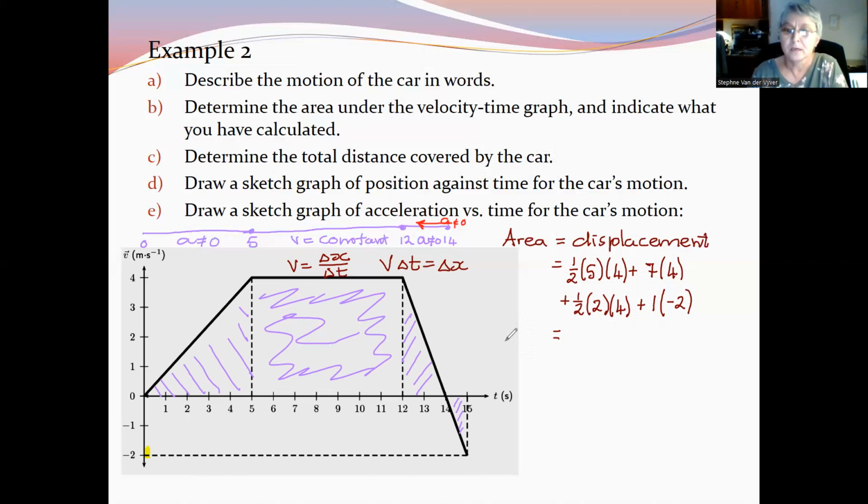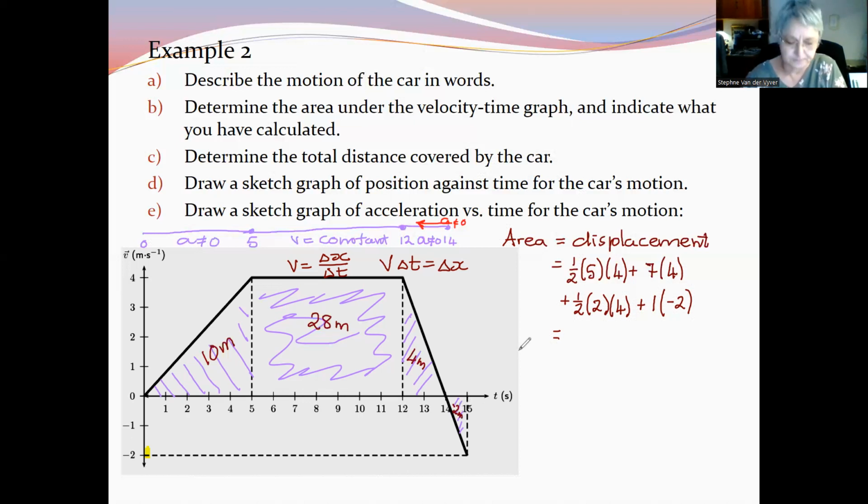So that first part would be 10 meters. This part is 10 meters. The area represents the displacement. This part represents 28 meters. This part represents 4 meters. And here we're going back 2 meters.